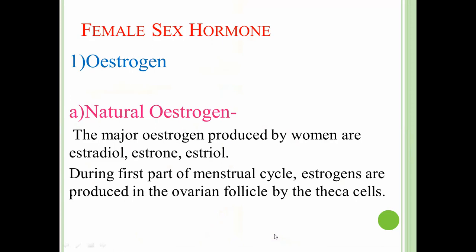The major estrogens produced by women are estradiol, estrone, and estriol during the first part of the menstrual cycle. Estrogens are produced in the ovarian follicle by theca cells. So estrogen is a female sex hormone, and we are discussing natural estrogen. During the first part of the menstrual cycle, estrogens are produced in the ovarian follicle by theca cells.